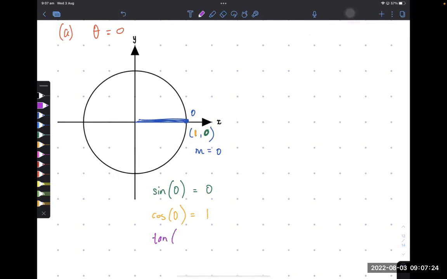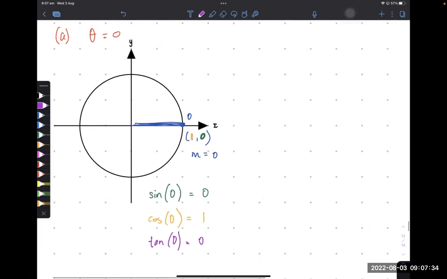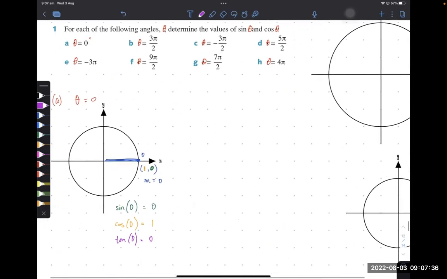Tan of theta. Tan of 0. What is the gradient at an angle of 0? 0, because it's a flat line. So the important thing here is to be able to find where you are locating your point.